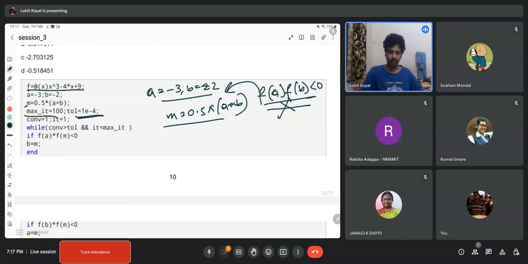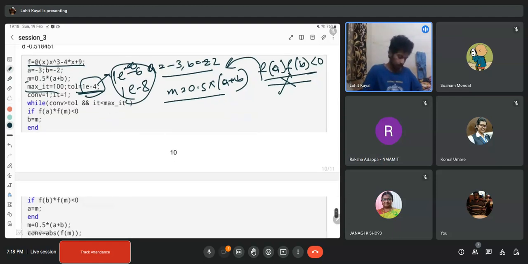Like I have told in the last class, if you're not satisfied with this, increase the tolerance level. That means make it 1e minus 6, 1e minus 8, according to your problem. So this is my initial convergence.